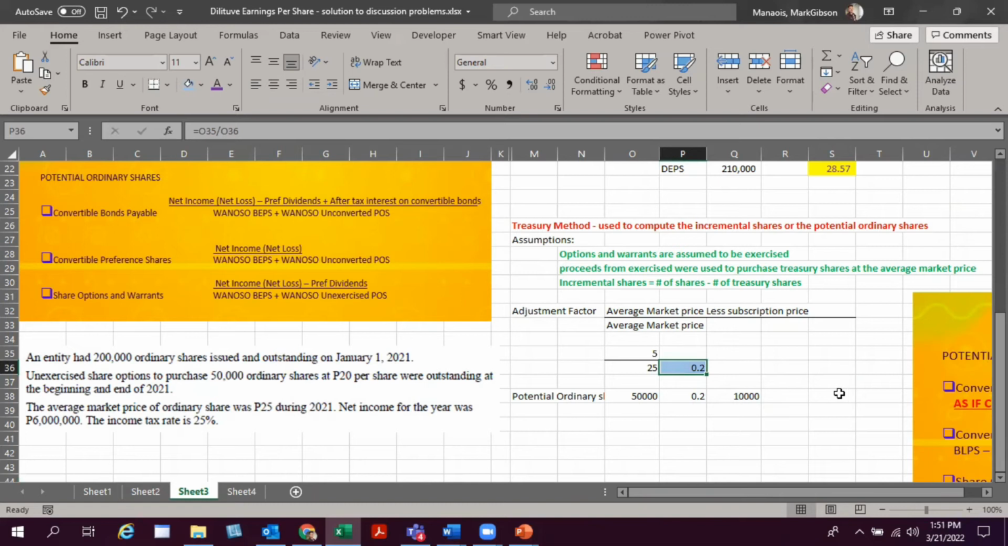Now, to compute the potential ordinary shares, we need that adjustment factor. We have 50,000 ordinary shares multiplied by the adjustment factor. So the potential ordinary shares would be 10,000. This is applicable for share options and warrants. This is important because we need to compute how many additional shares there are.